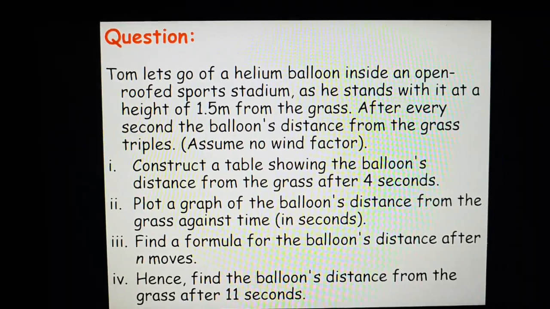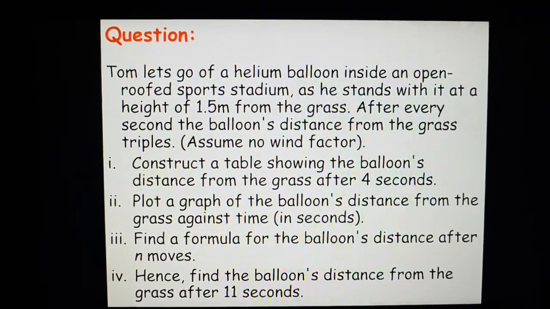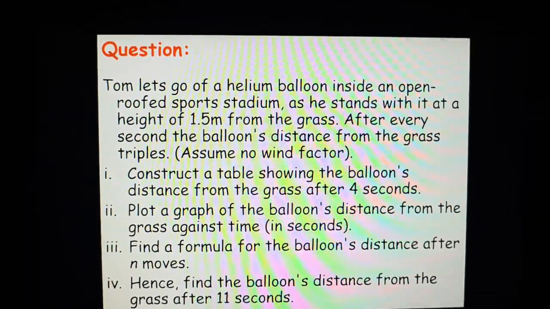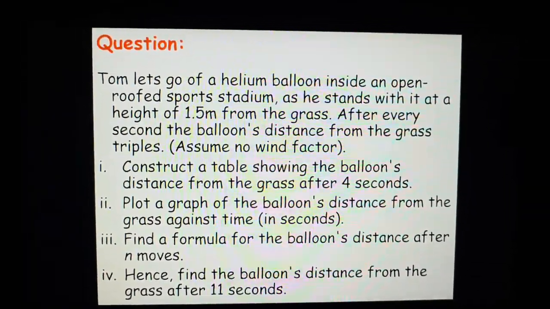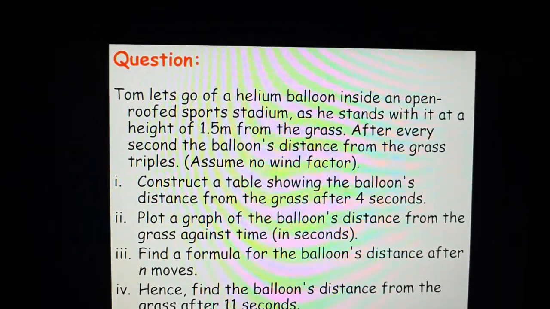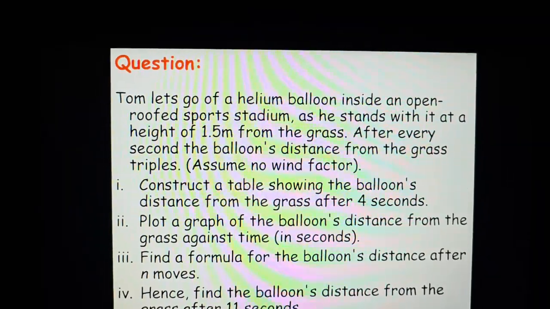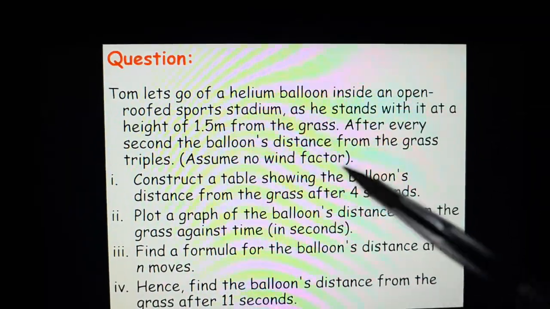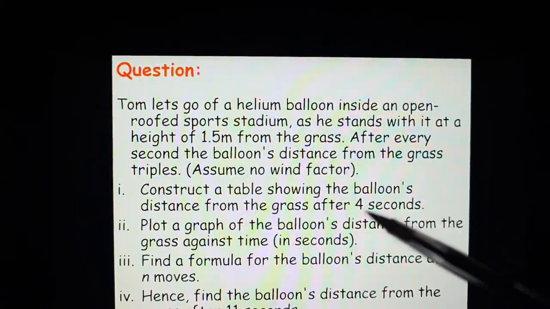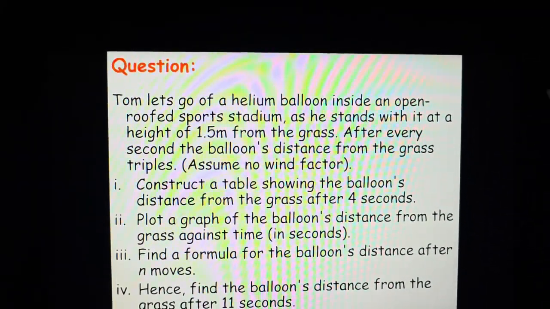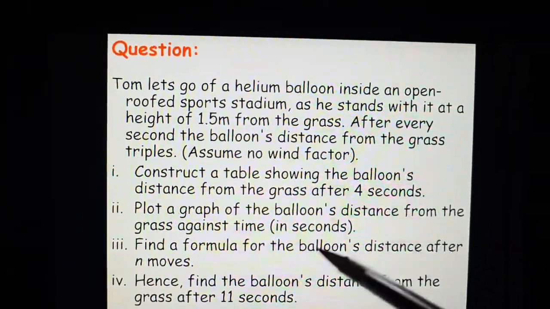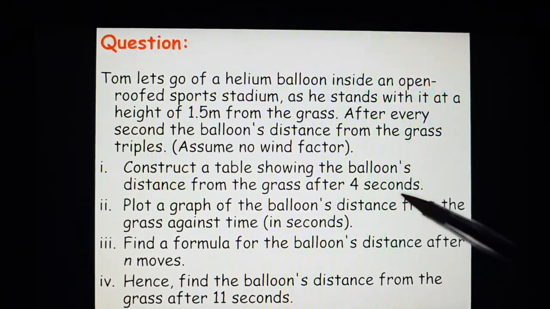Okay, Tom lets go of a helium balloon inside an open-roofed sports stadium as he stands with it at a height of 1.5 metres from the grass. So he holds out his hand, he's holding this balloon, and his hand is 1.5 metres above the grass. Okay, so that's the original starting height of the balloon before he releases it. After every second that passes, the balloon's distance from the grass is going to triple. Okay, you assume there's no wind factor, so it's actually going to just fly vertically up into the air. It's not going to trail off in a certain direction. Okay, construct a table showing the balloon's distance from the grass after 4 seconds.